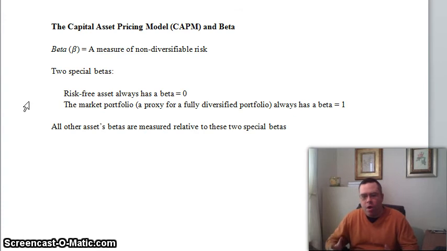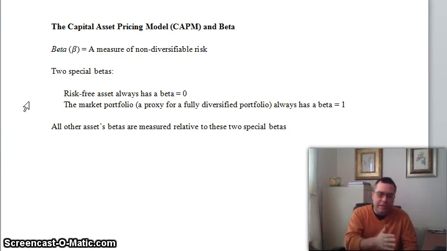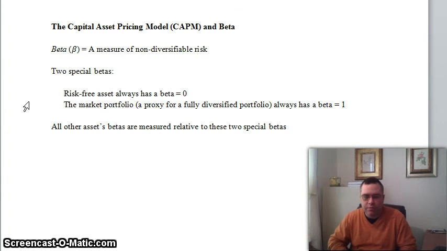If you have that whole market portfolio, we call that our fully diversified portfolio, meaning it shouldn't have any non-diversifiable risk in it, and we call that a beta of 1. Everything else's beta is measured relative to that. So if you have a beta of 0.5, that means you're halfway between the fully diversified portfolio and the 0 risk-free asset.